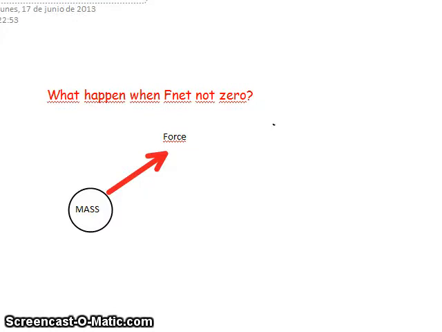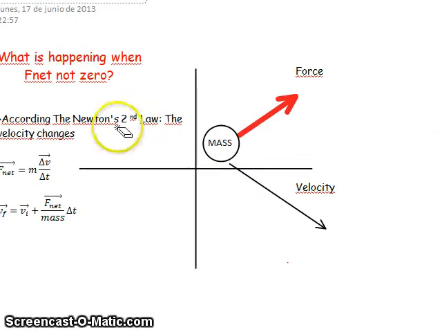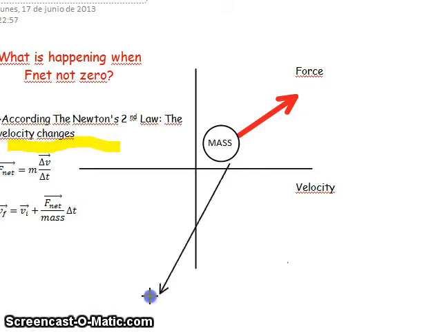The question is, what happens when net force isn't zero? According to Newton's second law, the velocity changes. How? It can change magnitude, direction, or both of them.